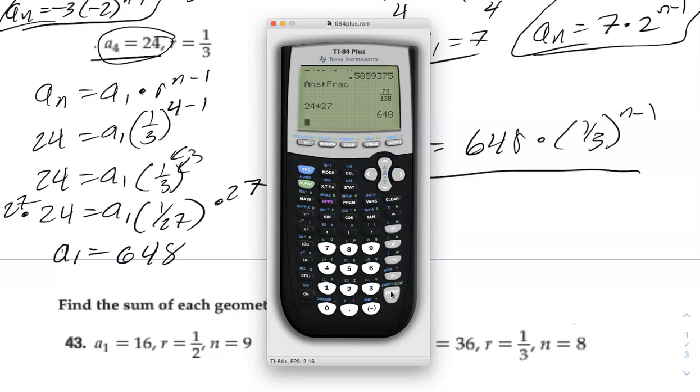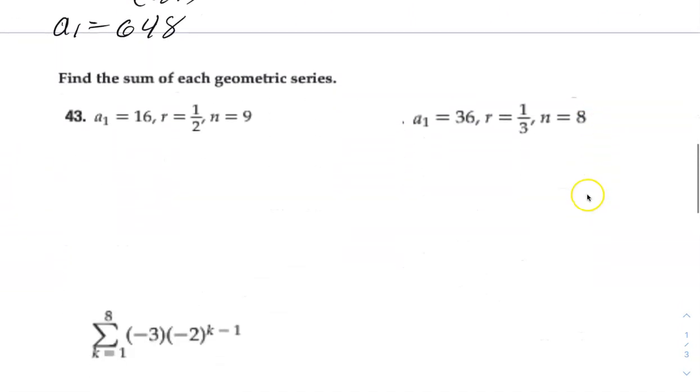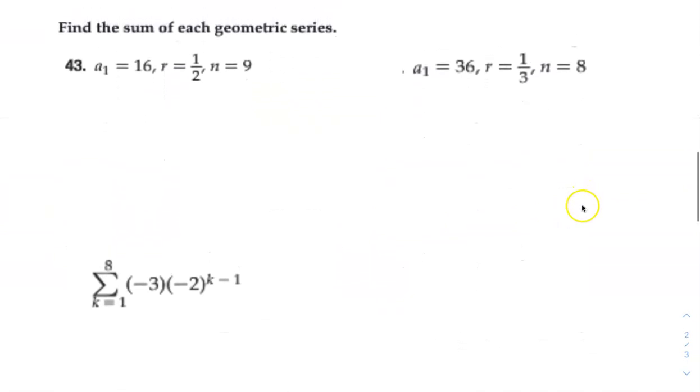So there you go. So again, anytime you don't have a certain term, go back to the original equation and plug in what you do have. You should be able to find out the term you're missing, then go back and plug it into the original equation. Okay, now let's do a couple of find the sums.